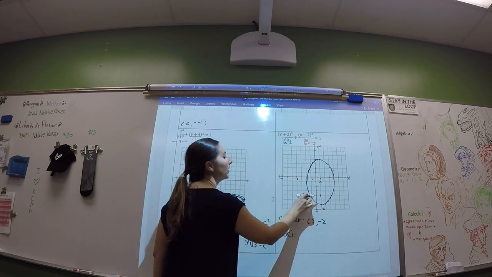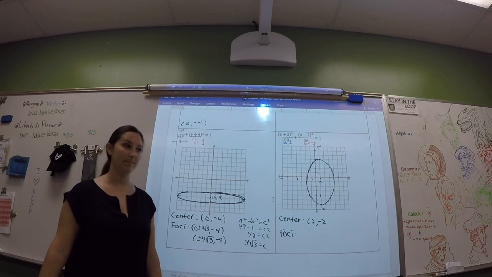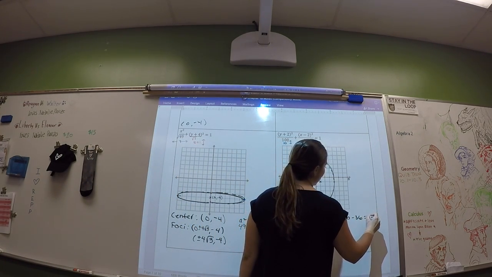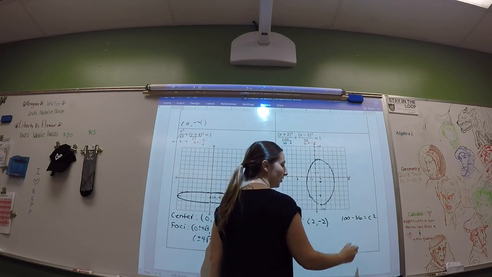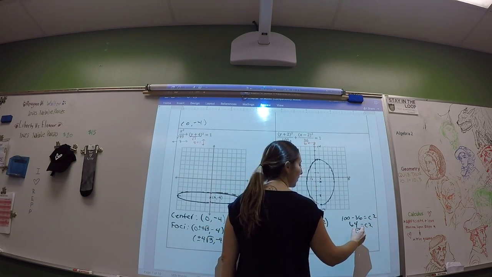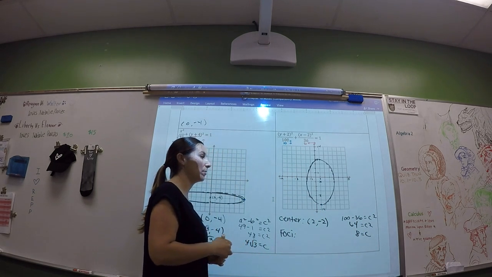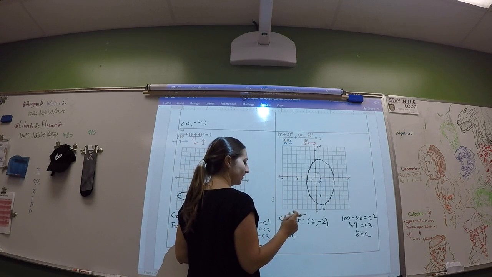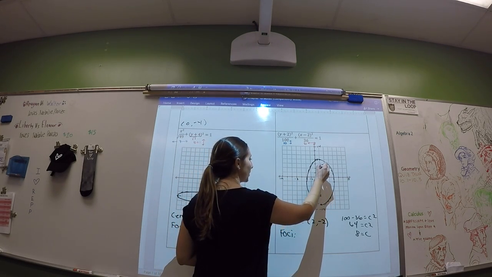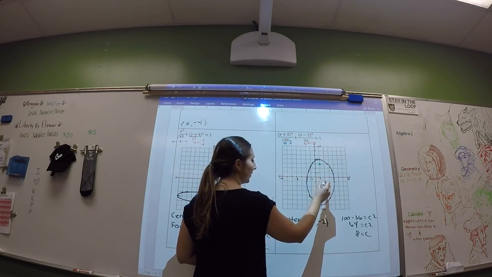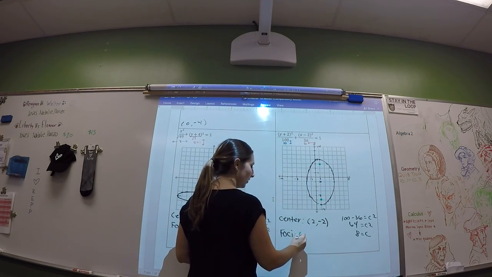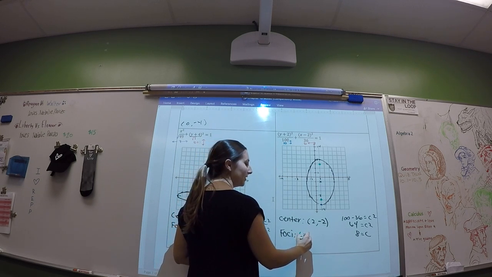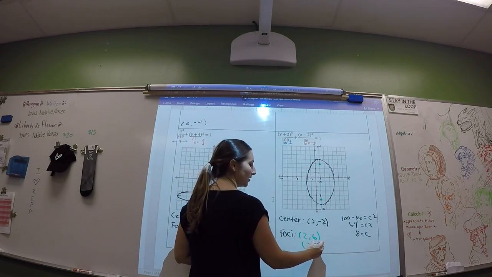Okay, ellipse. Now your foci, we're going to do 100 minus 36 equals c squared. 100 minus 36 is 64, so that makes c 8. So that's nice because it's a perfect square. You're going 8 above and 8 below the center. So 2, 4, 6, 8. So that would be 8 above and 8 below. So 8 above is at 2, 6. 8 below is at 2, -10.